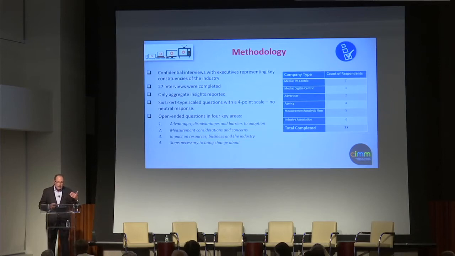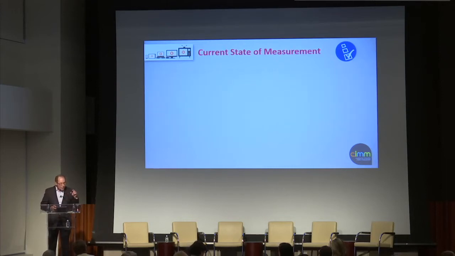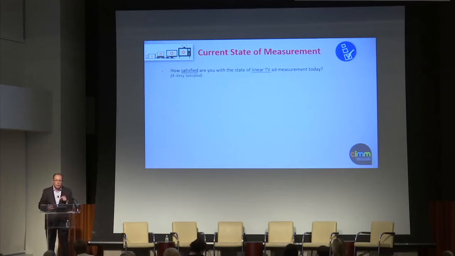And then in order to dig deeper into these issues, we had a bunch of open-ended questions dealing in 4 key areas: advantages, disadvantages, and barriers to adoption; measurement considerations and concerns; impact on resources, the business and the industry; and then finally, what would be the steps necessary to bring this change about. Now, these were the first 5 Likert-scaled questions, because the last one dealt with the critical question of adopting this MRC proposal for cross-platform measurement.